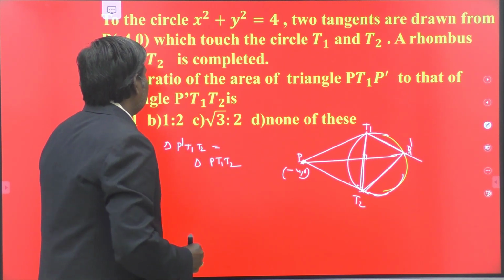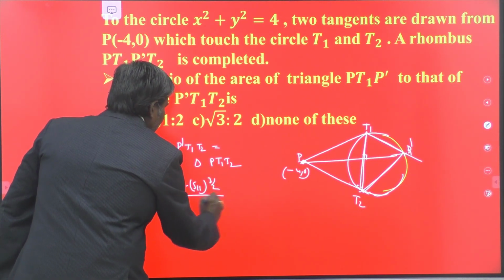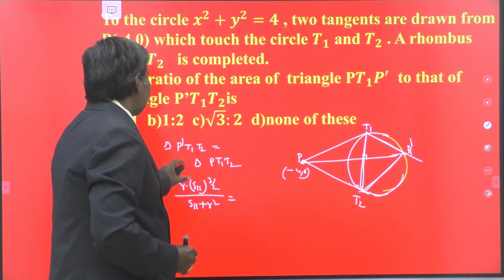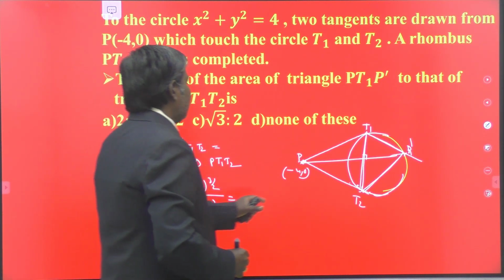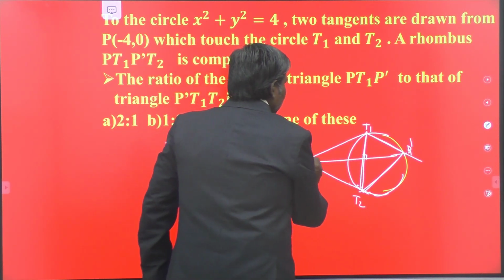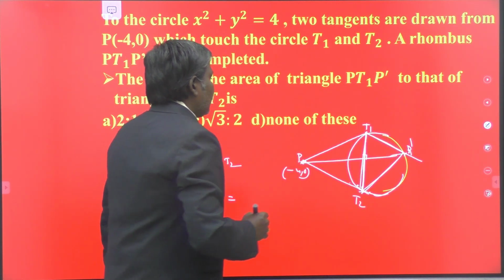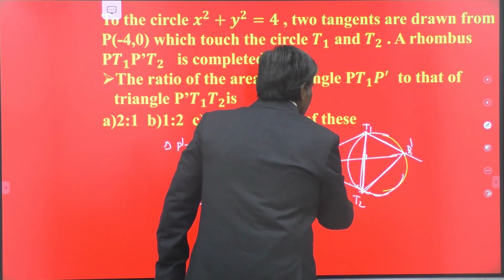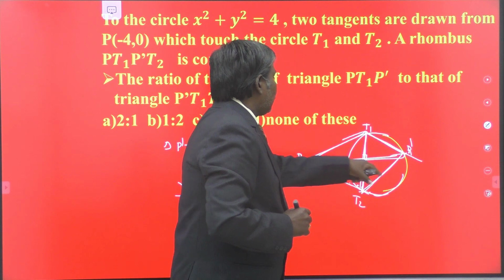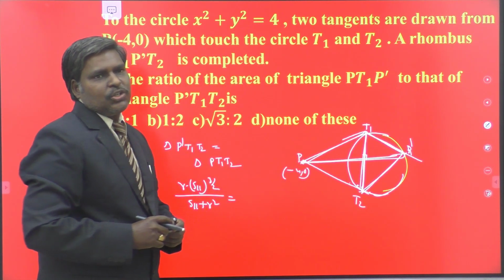P T1 T2, that is nothing but R into S11 whole to the power of 3 by 2 by S11 plus R square. You can write the area of the triangle with the help of this formula. You get the area of triangle P T1 T2. Again, you find the image of this point P with respect to the chord of contact. You get P dash also. From that, you can find the area of this triangle. And then you have to compare the areas and find the ratio.